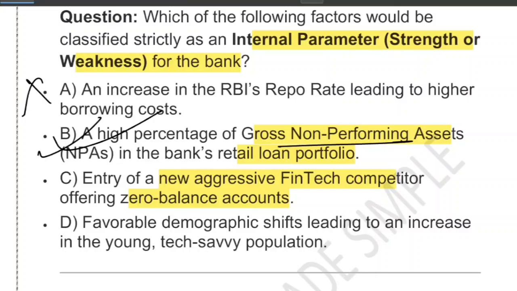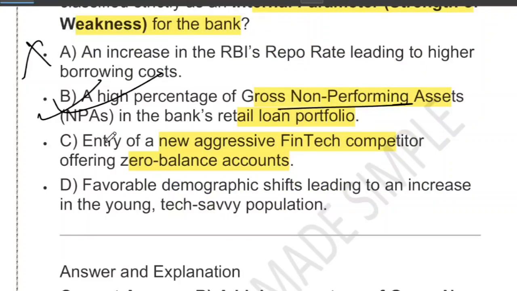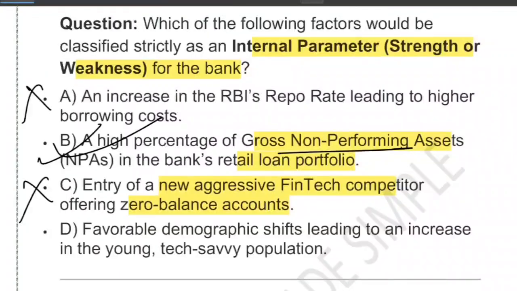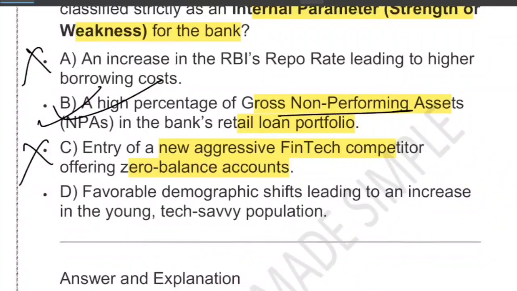What about option C? It says new fintech competitor. Suppose a new player comes into the market. That's not in the control of the bank, so this is not an internal parameter. What about D? It says demographic shift, basically a more young, tech-savvy population. Again, population trend is a part of the social environment. The bank cannot control it, so this is an external opportunity.